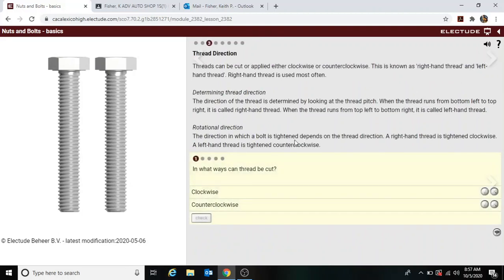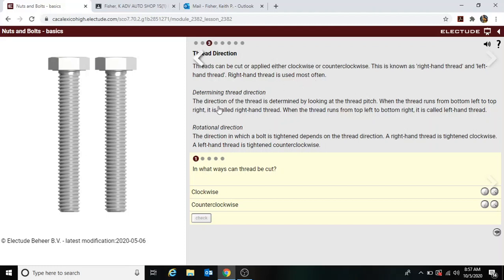On to lesson 3. This is important here because a lot of kids mess up how to tighten a bolt. Threads can be cut or applied either clockwise or counterclockwise. This is known as right-hand thread and left-hand thread. Right-hand thread is used most often.